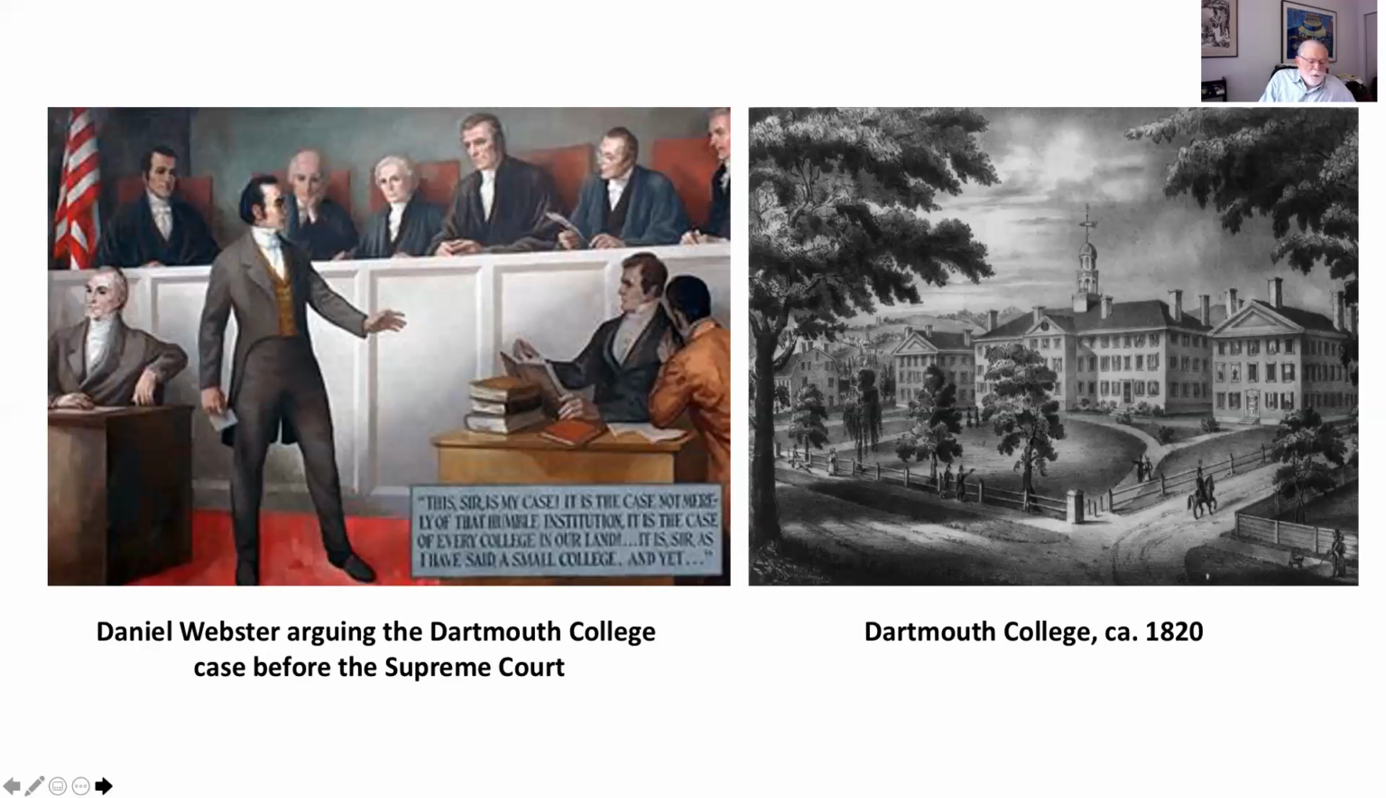Now, this is one of the first instances where the Supreme Court ever overturned a decision of the highest state court on a question of federal law. The second time it did it was in the famous case of McCulloch versus Maryland over the First Bank of the United States, but it came 2 years after this case.